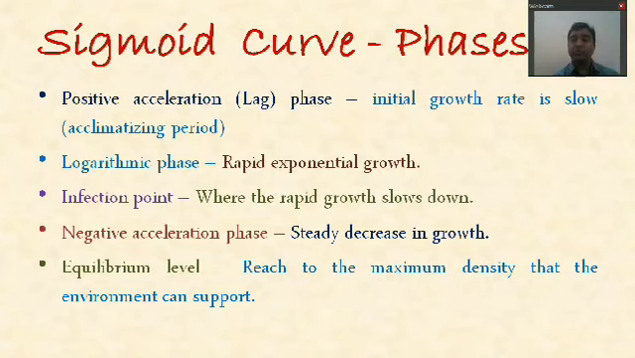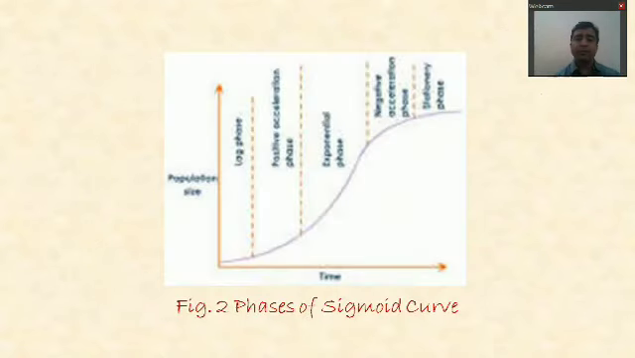So these are the five phases of the sigmoid curve: positive acceleration, where the growth rate is slow; the logarithmic phase, where the growth rate is at the highest level; the inflection point, from which the growth rate slows down; the negative acceleration phase, when the growth rate decreases; and the equilibrium level, beyond which the growth rate will not fall, up to the carrying capacity level.